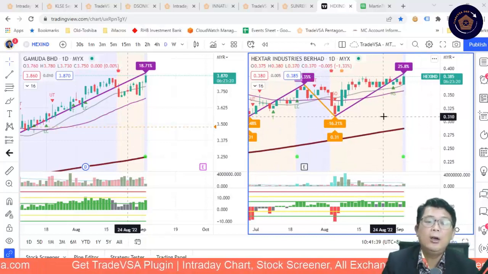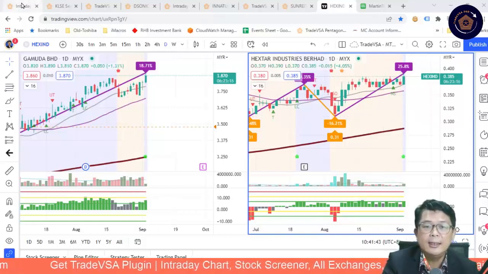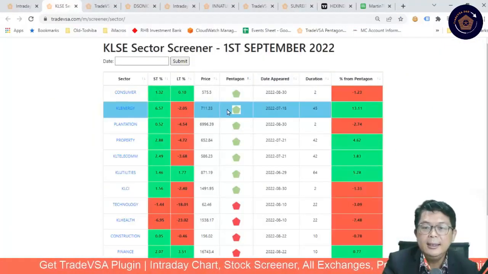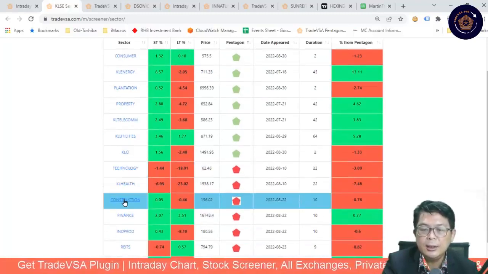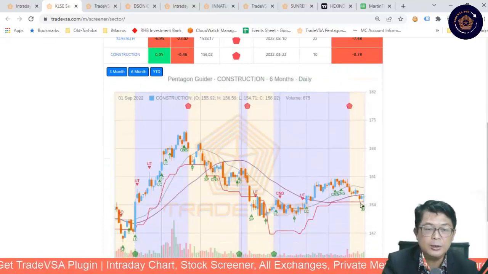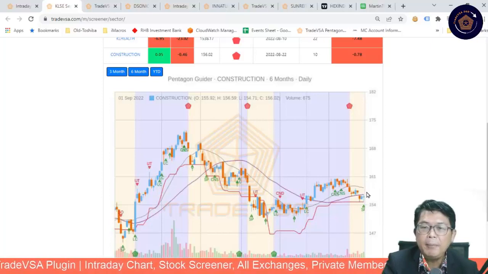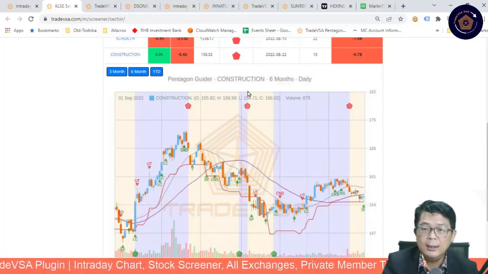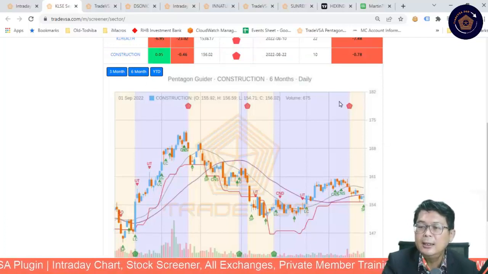Now take note also, the KLSE overall is still in the red. Some of these are bucking the trend because of the sector. Now if you look back at the sector in here, I would think construction should be. Let's take a look at construction here. Construction is holding up. There's a Spring in construction in here. So the Spring for construction hasn't turned green Pentagon yet, but let's see how well the rest of the stocks do. Of course, there's not much of a trend in here.